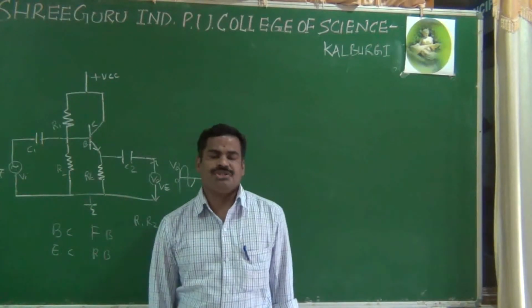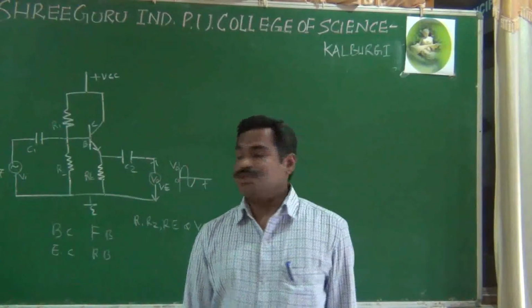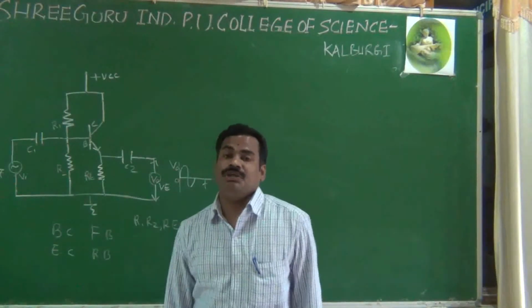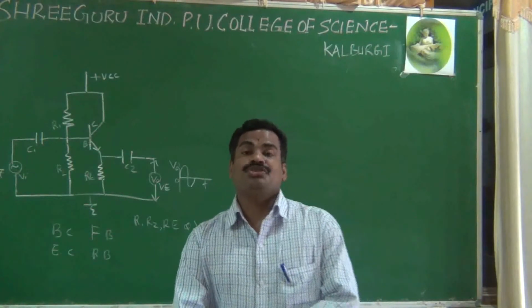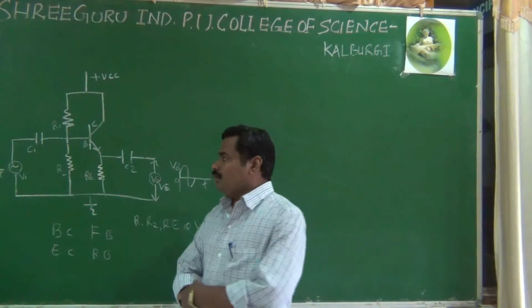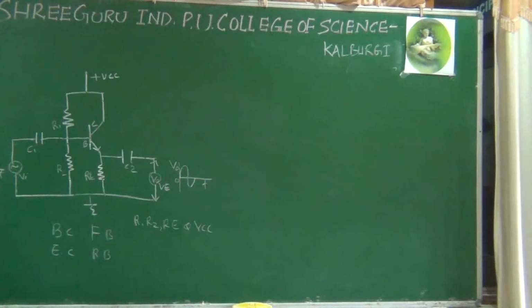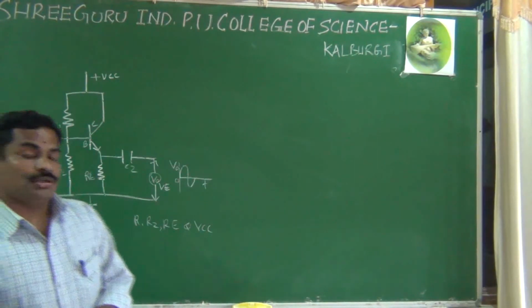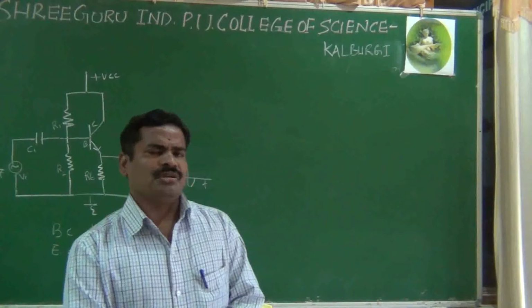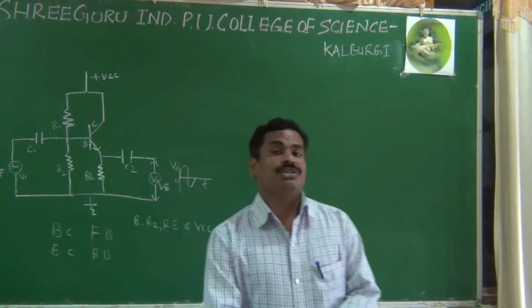We know the importance of the coupling capacitor. It couples the signals, it connects the signals, and especially it blocks the DC and allows the AC. And here you may ask the question: sir, how is the collector common for input as well as output? The name indicates common collector.